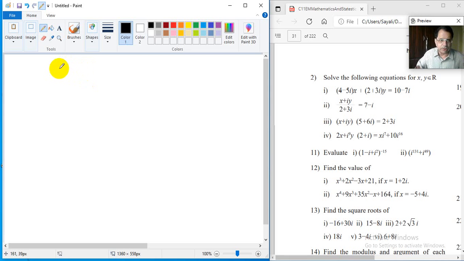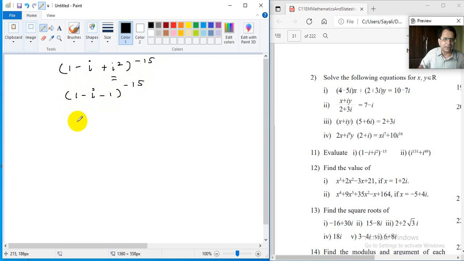Now the next problem is (1 minus i plus i squared) bracket raised to 15. I think it is minus 15. Okay, minus 15. So now it is very simple. i squared is minus 1. So it is (1 minus i minus 1) bracket raised to minus 15. 1 minus 1 will be cancelled. So just it is (minus i) raised to minus 15.